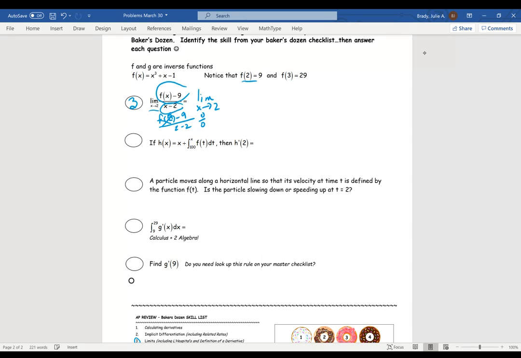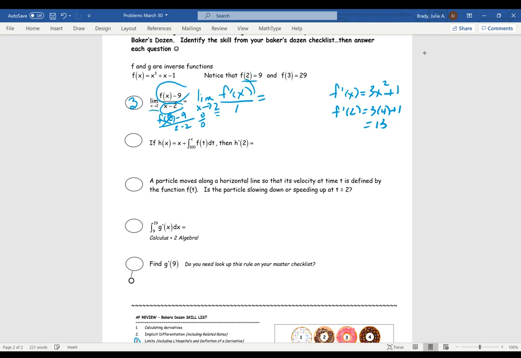L'Hopital says that limit is equivalent to a new limit where you take the derivative of the numerator over the derivative of the denominator. So the derivative of the numerator is f prime of x, and the derivative of the denominator is just 1. The goal is that hopefully if you plug in 2, you can get just a function you can evaluate. So we need to find f prime. f prime of x is 3x squared plus 1, which means f prime of 2 is 3 times 4 plus 1, which is 13.